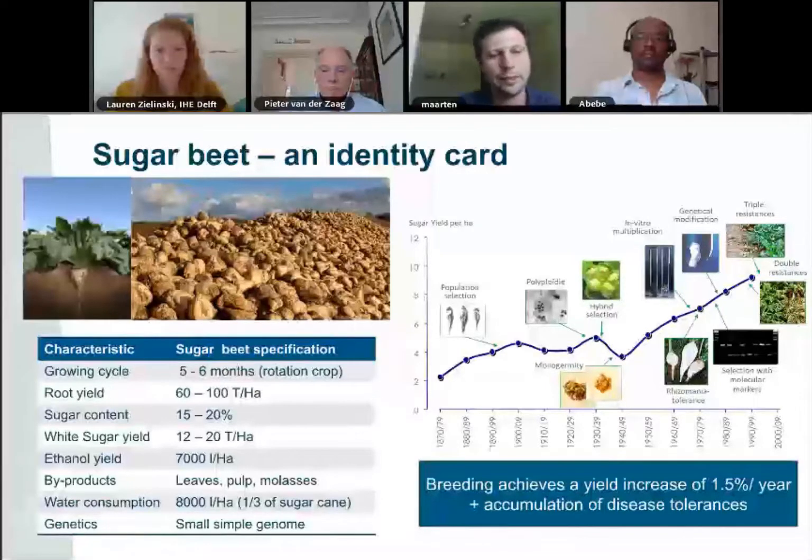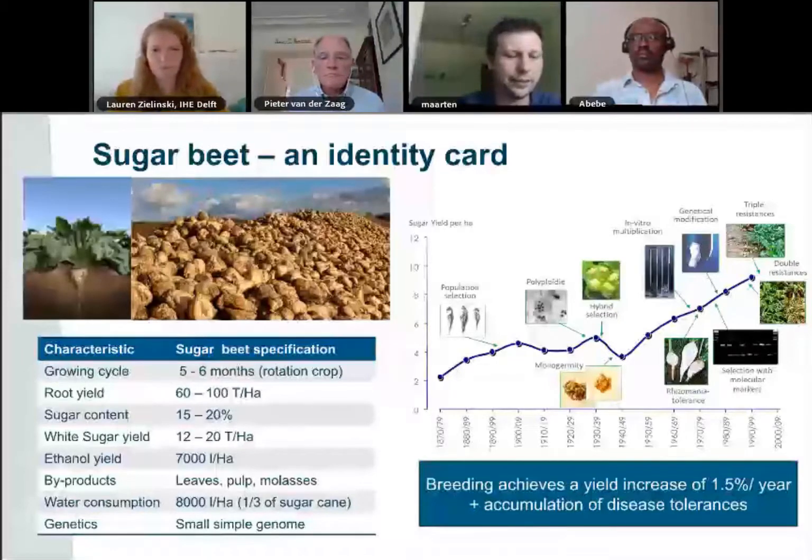Sugar content is typically 15 to 20%, and this results in a white sugar yield at the factory of, let's say, 17, 18 ton on average per hectare of white sugar. It's also used as an energy crop, just like sugar cane. Most used byproducts are the leaves, the pulp, the molasses, mainly for animal feed purposes. Leaves also as an organic fertilizer.